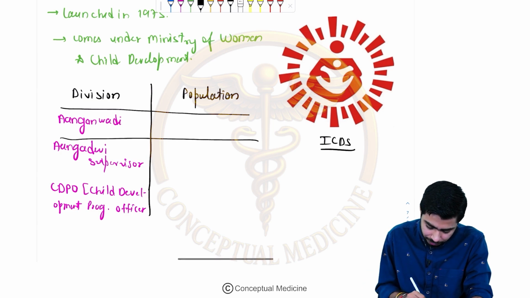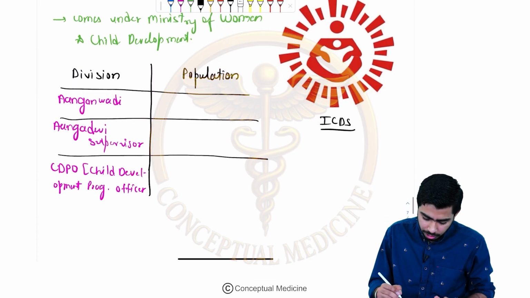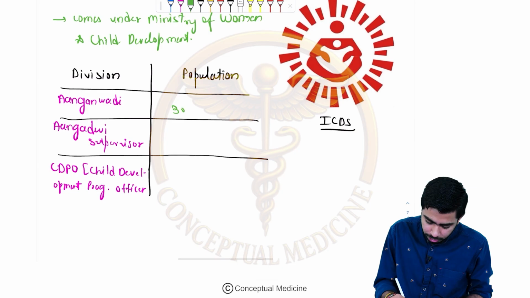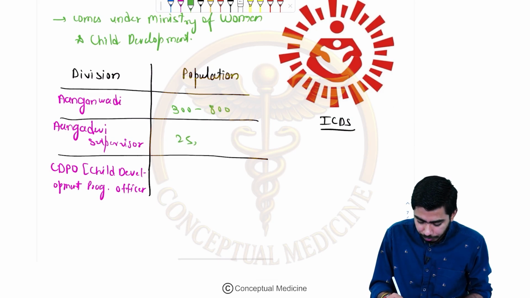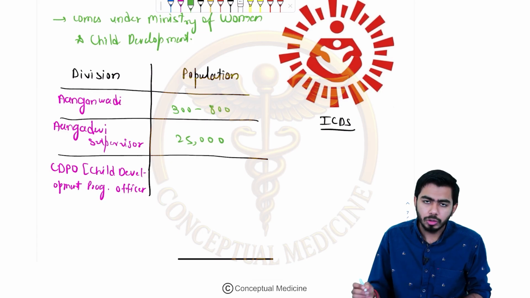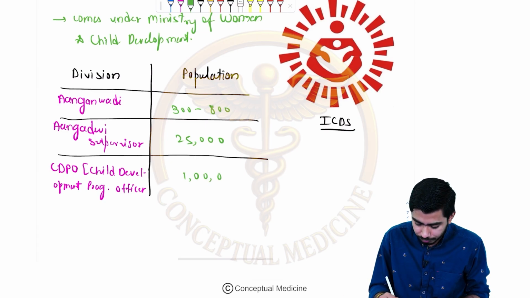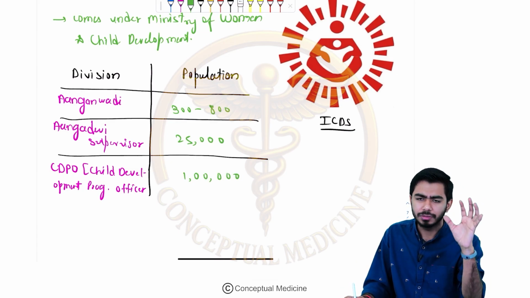Obviously Anganwadi workers will be catering to some population, the Anganwadi supervisor also, and the CDPO also. Anganwadi workers take care of around 300 to 800 people, and these are your MCQs. The Anganwadi supervisor caters to a bigger population, around 25,000 people. And the CDPO caters to around 1 lakh population. So that is about the ICDS.